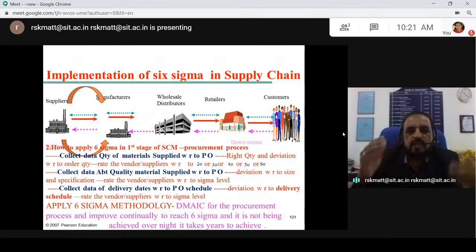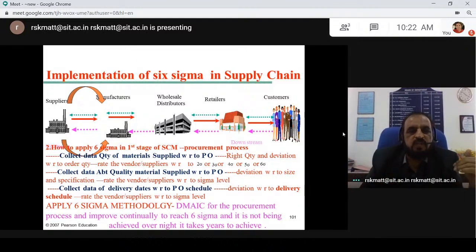Then calculate the sigma level. Are we at sigma level 3, or 4, or 2? So assume that we are at sigma level 3.6. Then how do we improve to sigma level 4, how to improve from 4 sigma to 5 sigma, and how to improve from 5 sigma to 6 sigma? We need to analyze with respect to the quantity of material being supplied.